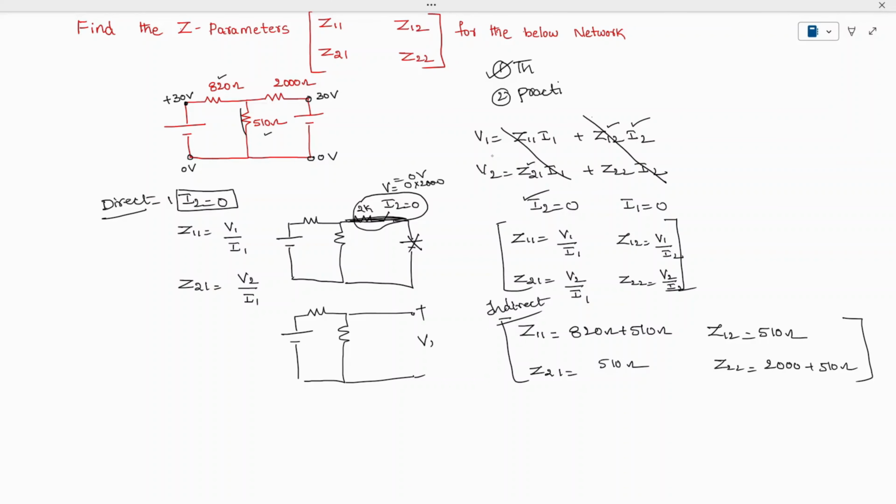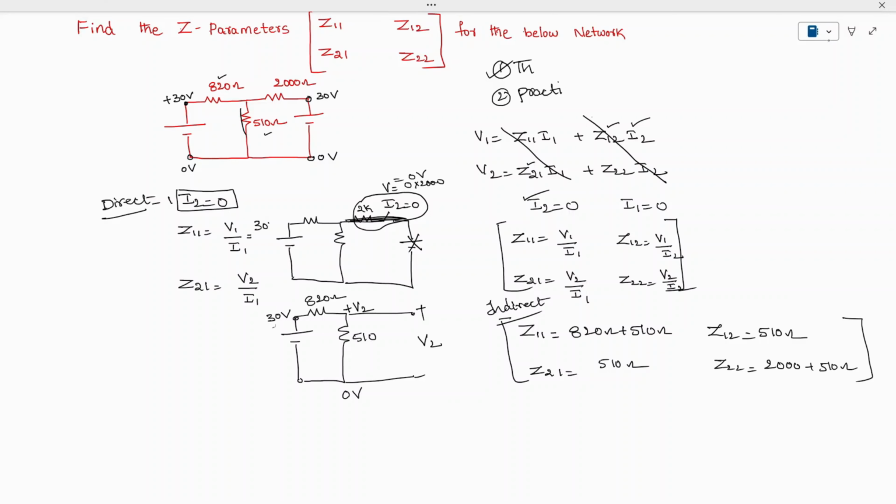V2 we are not applying. Since it is shorted, this node will be shifted to this point, and here we are going to get V2, and here we are going to get 0. The value of this resistor is 510 ohms, and the value of this resistor is 820 ohms, and we are applying a voltage of 30 volts. Here, what we are applying is V1. So V1 is how much? We need to find that out.